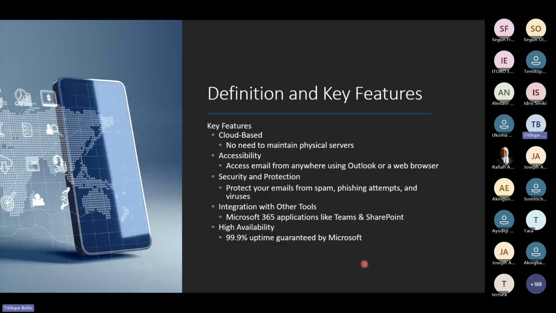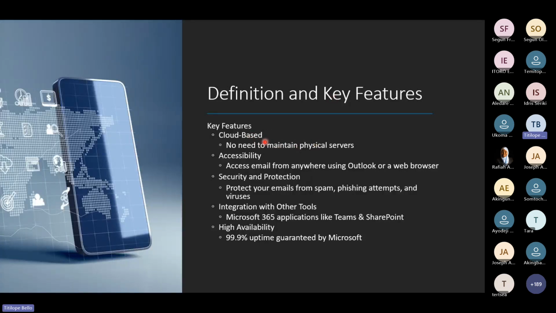So moving on, there are key features of Microsoft Exchange Online. One key feature is the fact that it's cloud-based. And what does it mean? It means you do not need to set up any form of infrastructure in your local data center or in your own premises. You don't need physical servers. You don't need physical switches to get your email services working.